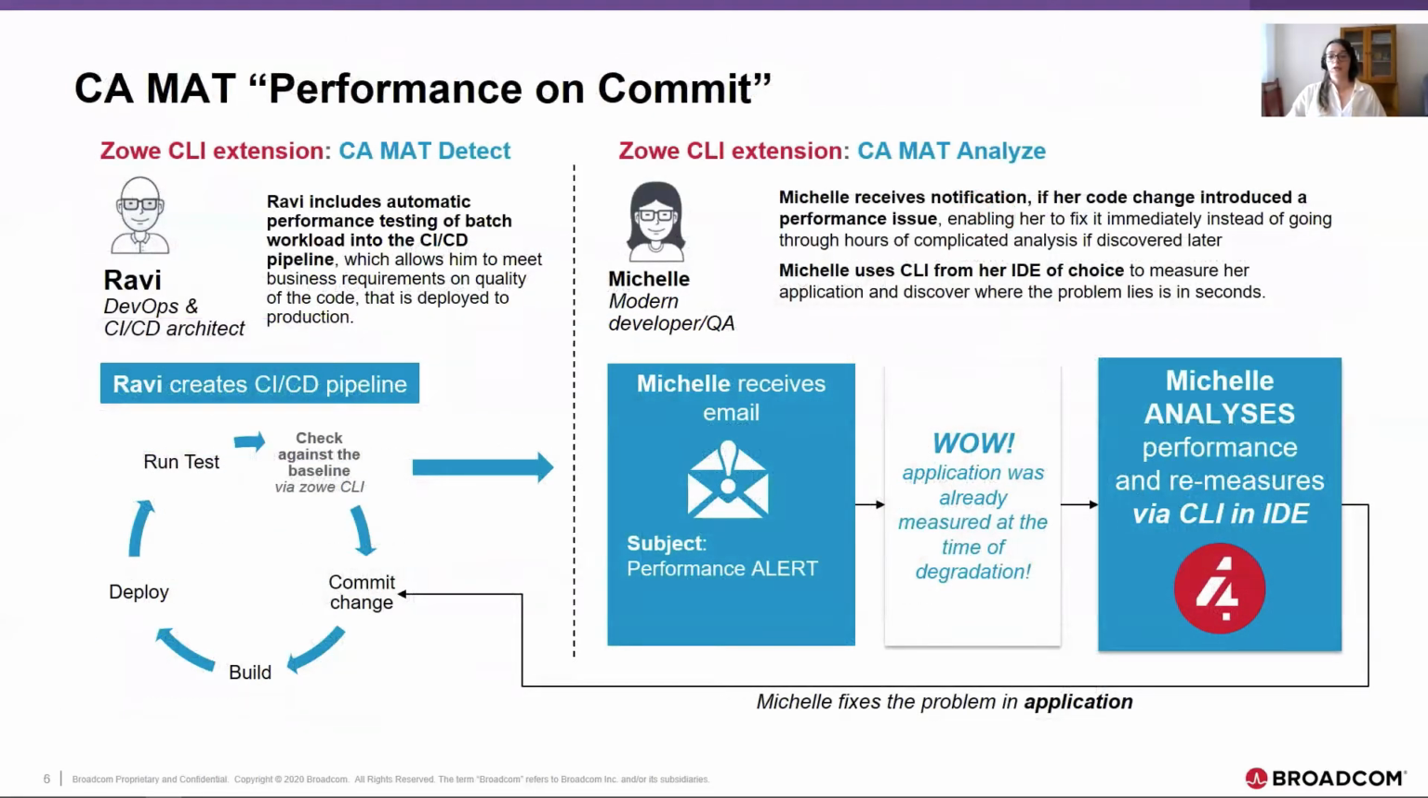CA Mainframe Application Tuner, CA-MAT from Broadcom. It is a performance sampling tool which has extensive automation capabilities. It is used both in production for performance monitoring and in pre-production for performance testing.